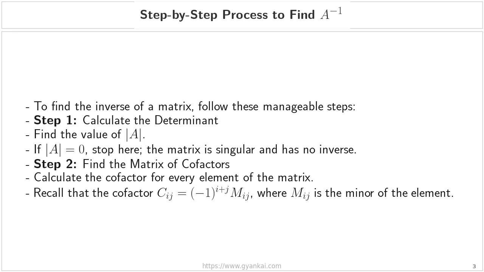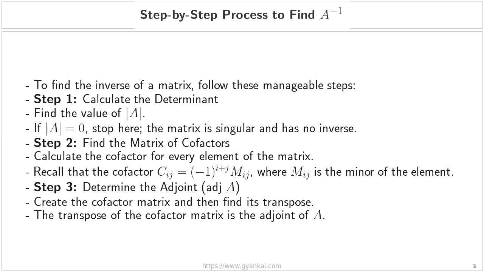This involves calculating a specific cofactor for every single element within your matrix. To do this, you'll need to recall the formula for a cofactor, which is -1 raised to the power of i plus j multiplied by the minor of the element. Essentially, you are applying a specific sign pattern to the minors we've studied previously.